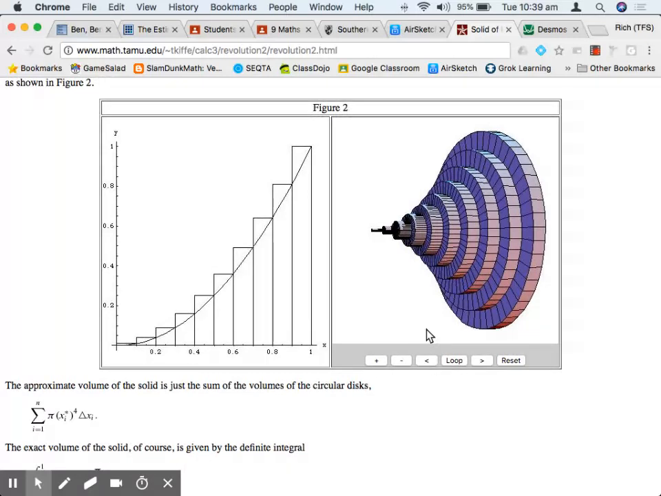So we can approximate the volume by approximating the curve by these rectangles. And then if I rotated these rectangles around the x-axis, we would have a whole bunch of discs here.